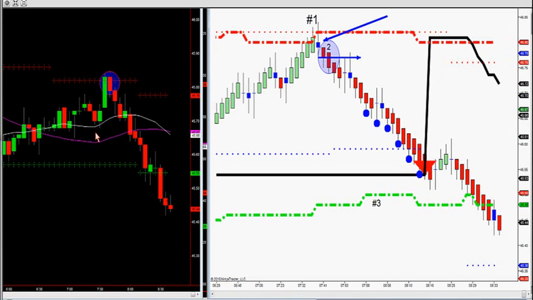All right, let's go crude. What we like to do is play off these profile levels. This is the volume profile that called the high on crude this morning. We have red plus signs and green plus signs. Red is high value area, or HVA. Green is low value area, or LVA.